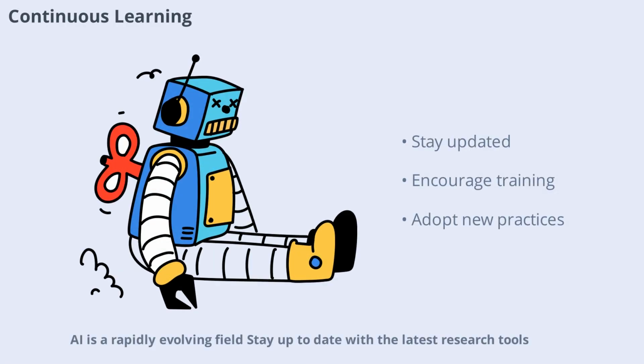AI is a rapidly evolving field. Stay up to date with the latest research, tools, and best practices. Encourage your team to participate in training, conferences, and online courses. Continuous learning helps you keep your Narrow AI system at the cutting edge and ready for future challenges.